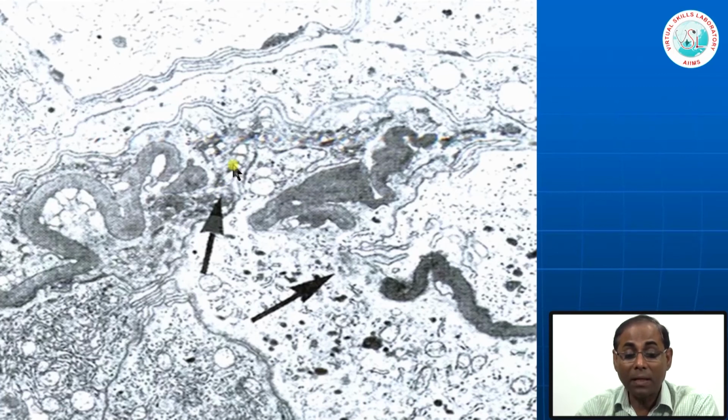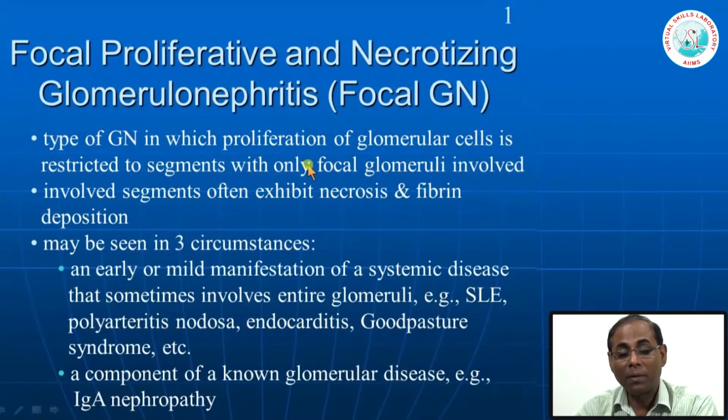And in the EM, as I told you, you can sometimes get the rupture of the Bowman's capsule along with electron dense deposits in the glomerular basal membrane. You can see it here.